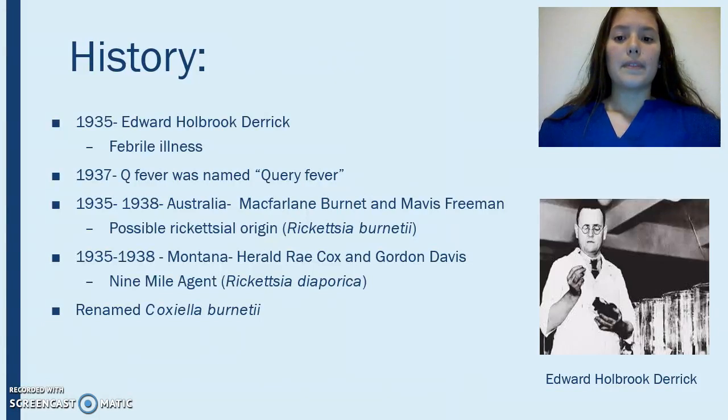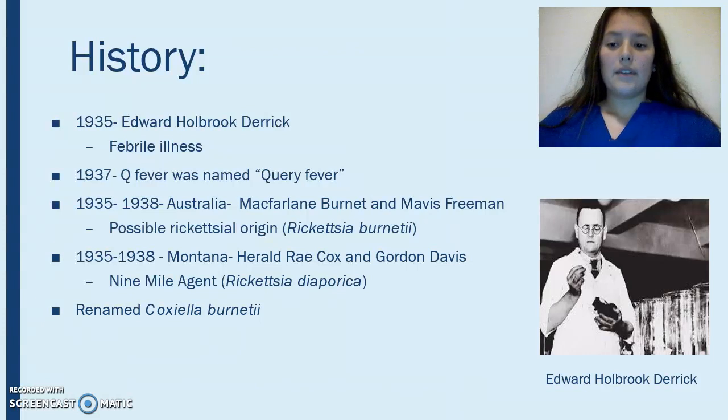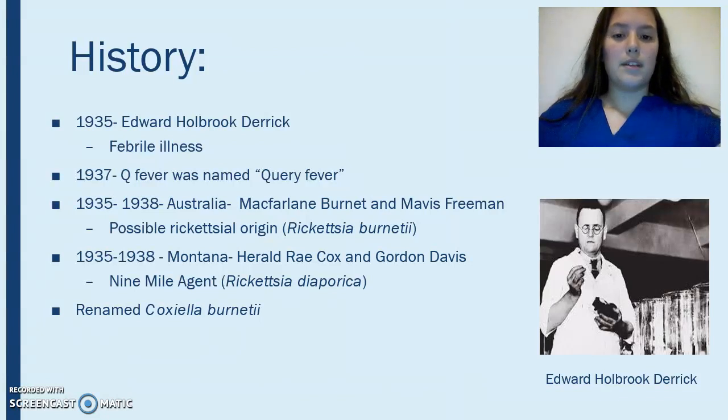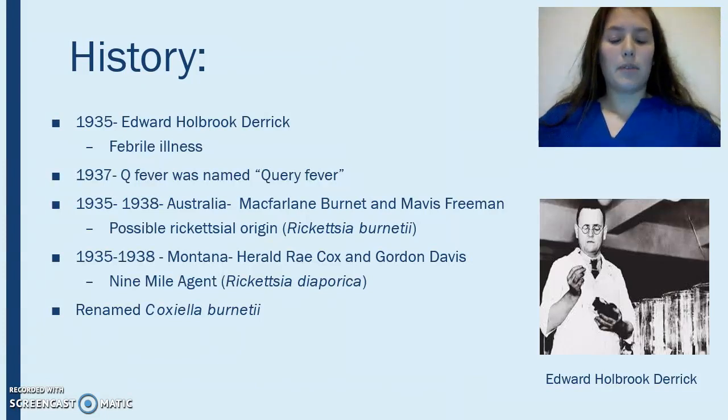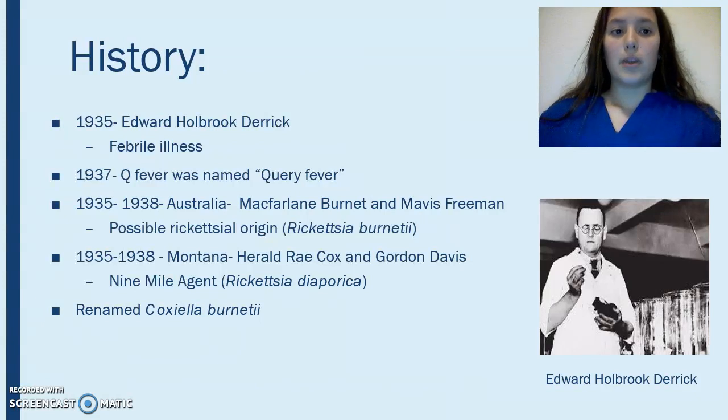Since Derrick didn't know the cause, he named it query fever, because he had queries about it. So Burnet and Freeman then started working on it, and they were able to reproduce the disease in mice and monkeys, and they believed that it was probably in the genus of Rickettsia, so they named it Rickettsia burnetii. And then, not knowing what was happening in Australia, Cox and Davis in Montana were working with it, which they isolated from ticks, and they named it the 9-mile agent.